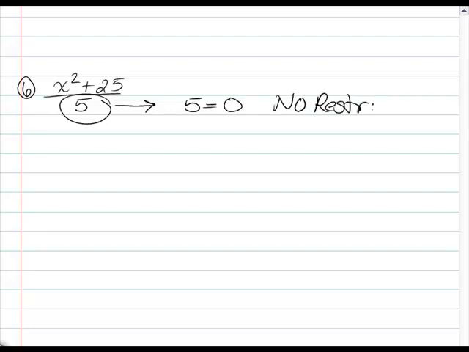We can kind of make it a rule that if there's not a variable on the bottom of our fraction, then there are no restrictions on the problem, because there has to be a letter there in order for you to make something turn to 0.